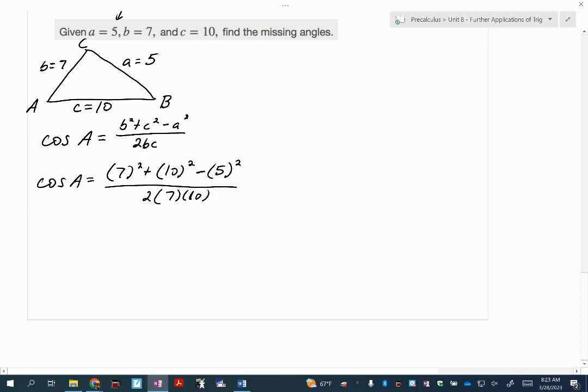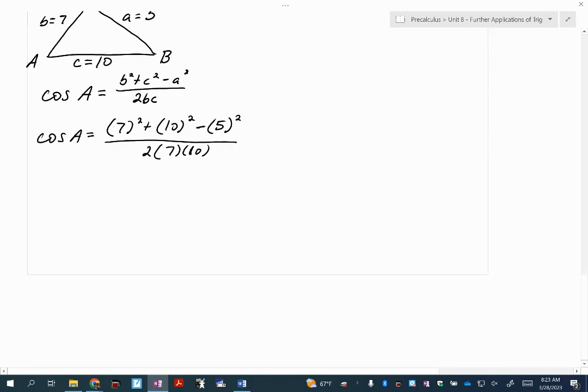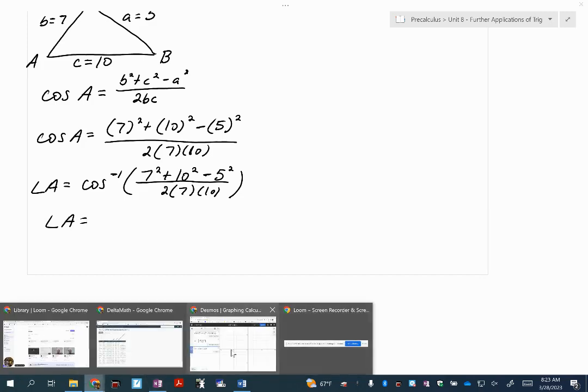times 10. Now again, when I go to the calculator, I'm going to be solving for angle A, which means I need to do cosine to the negative first power, the inverse operation of this fraction, because this fraction is the ratio, and I'm trying to find the angle that when I take the cosine of it, I get this ratio. All right, so let's see what the calculator is going to give us for my angle A.